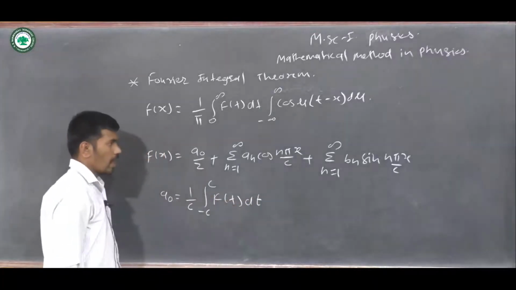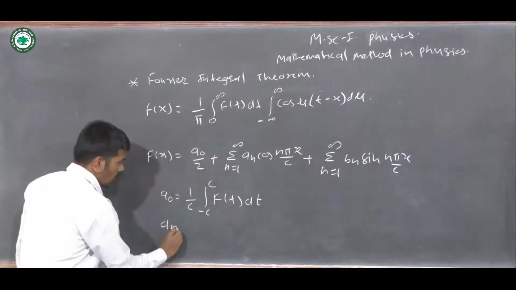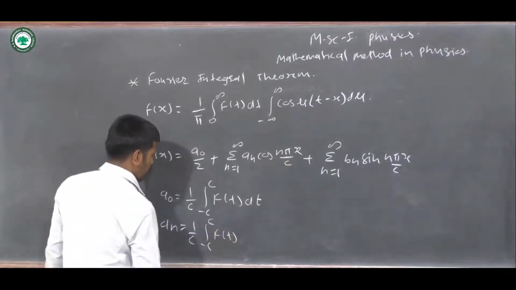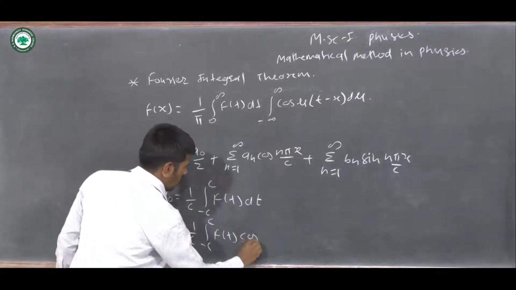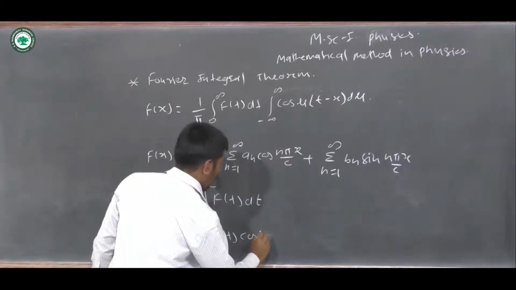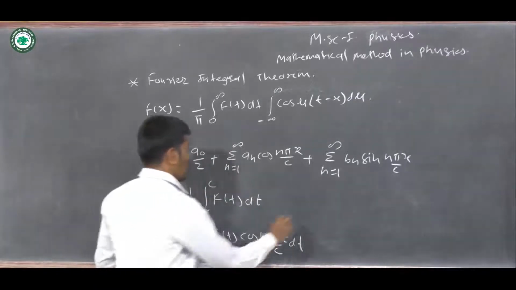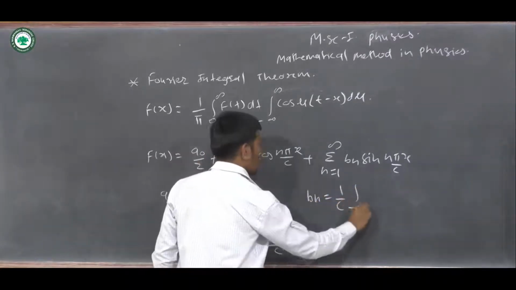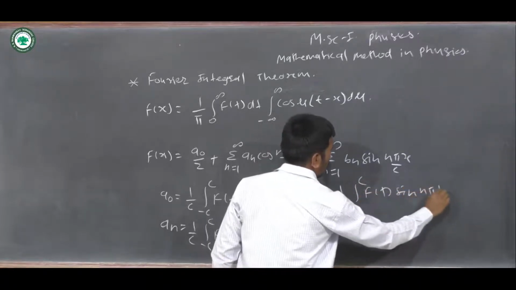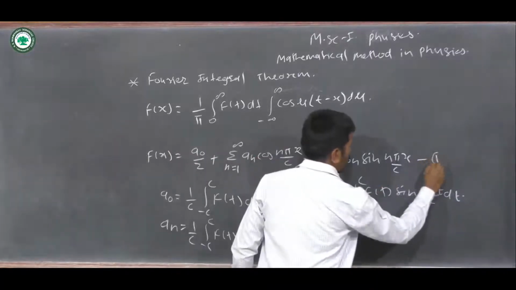Okay, so here this x we change to t. And a n is equal to 1 over c, integration from minus c to plus c of f of t cos n pi t over c dt. And b n is equal to 1 over c, integration from minus c to plus c of f of t sin n pi t over c dt. Okay, so this is equation number one.